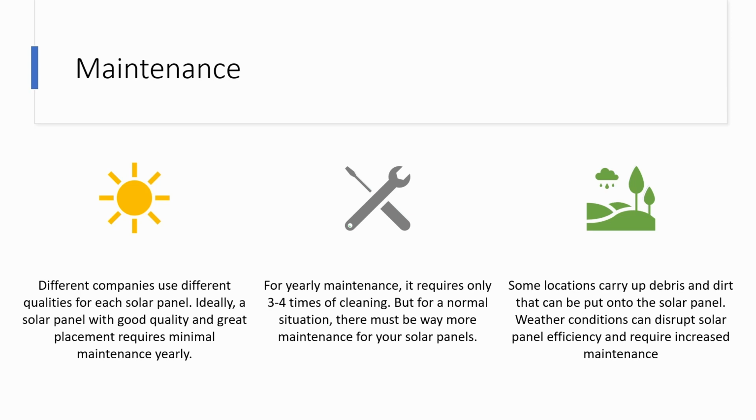But for a normal situation, there must be way more maintenance for your solar panels. Some locations carry debris and dirt that can get onto the solar panel. Also, hail or snow or rain can be a factor that will disrupt the solar panel's efficiency for getting electricity into your household. Therefore, this requires maintenance yearly.